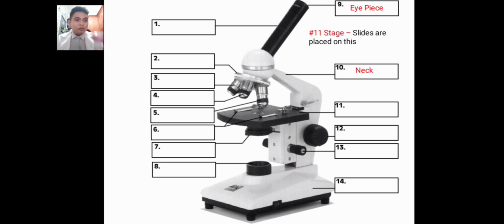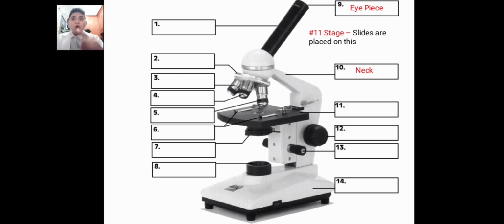And also, next one is the stage. Yung stage po, ibig sabihin po niyan, is the slides are placed on this. Kung saan nilalagay yung specimen na i-experiment natin. Did you know also that this is the section on which the specimen is placed for viewing, di ba? And also, they have stage clips. May clips po siya that hold the specimen slides in place para hindi siya magalaw-galaw.